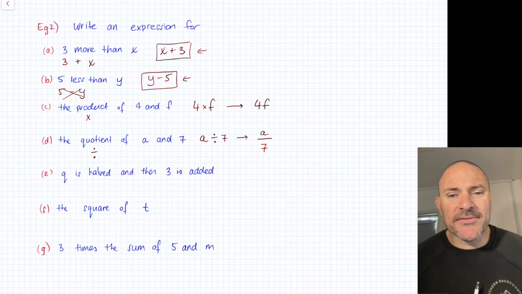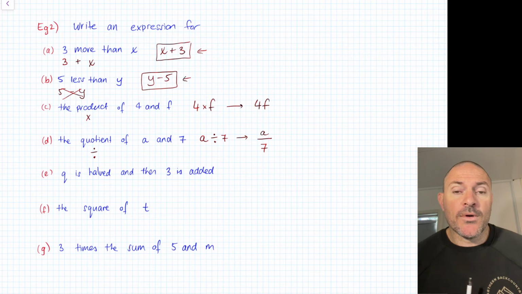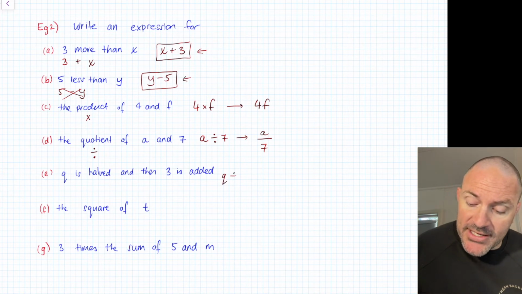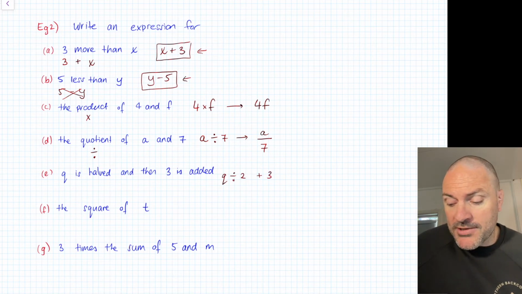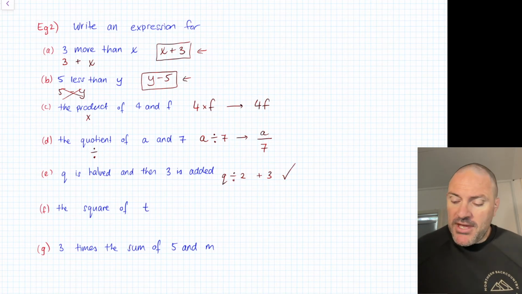Well, how do you halve something? If I say, what's the half of 10? Now you might say 5. Well, how'd you get that? Well, you divided it by 2. So again, you might say Q divided by 2 and then 3 is added, so plus 3. At the moment, yeah, I'm happy with that.